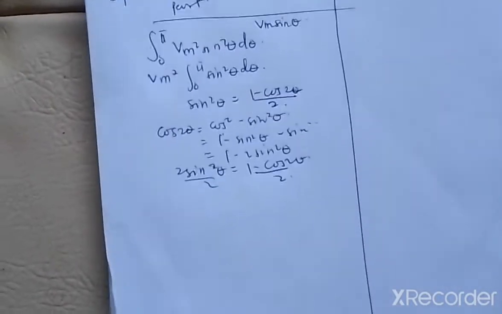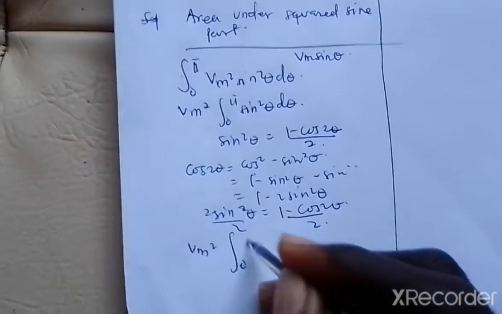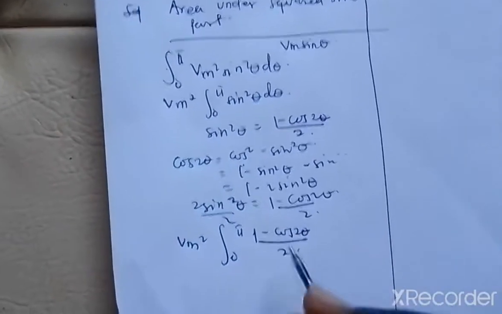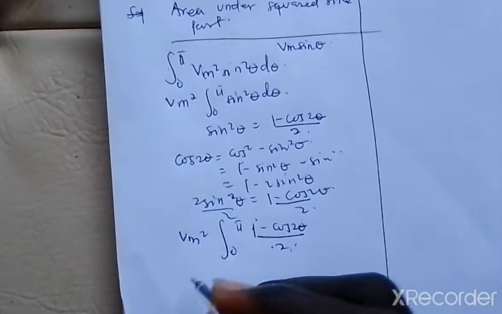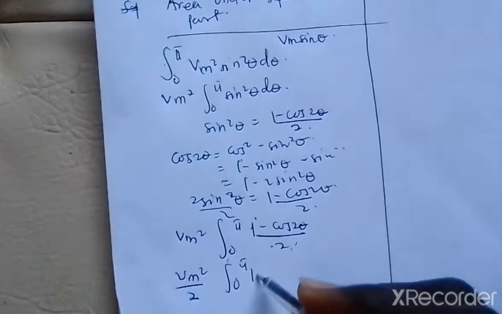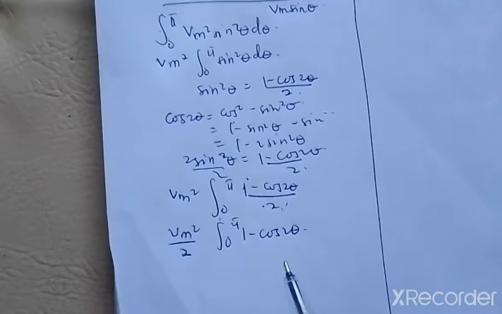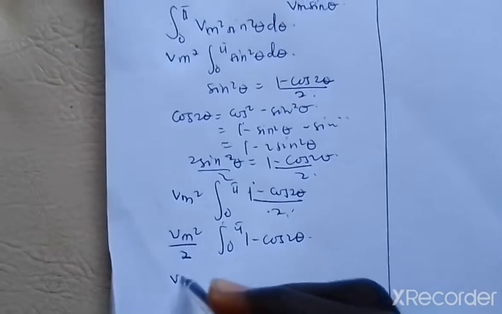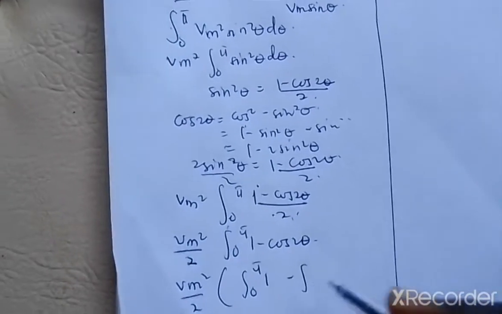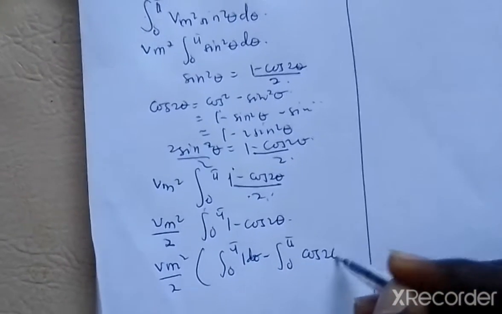So we quickly move to solving the integral value for Vm squared, integral 0 to pi of 1 minus cos 2 theta all over 2. From here, 1 over 2 is a constant, we move it out, and we get Vm squared over 2, integral of 0 to pi of 1 minus cos 2 theta. Now I can split it using the integral rules. So I'm going to get Vm squared on 2, open bracket, integral 0 to pi of 1 d theta minus integral 0 to pi of cos 2 theta d theta.